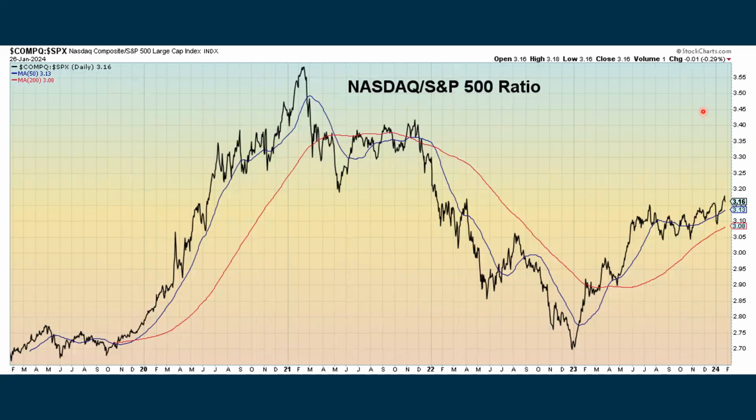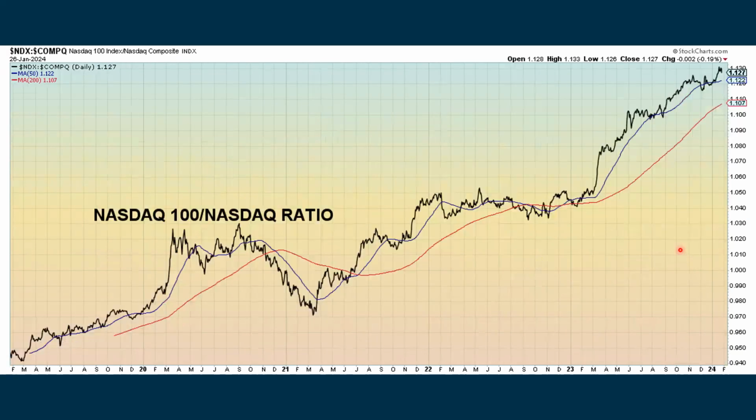The NASDAQ is still doing okay, but not really back to an all-time high yet. Compare that with the S&P 500, which is setting all-time highs recently, it's showing that the NASDAQ is continuing to outperform the S&P 500. The NASDAQ 100 and the NASDAQ, which both have been doing well, here just shows that the NASDAQ 100, which includes the big mega cap stocks, is performing even better.